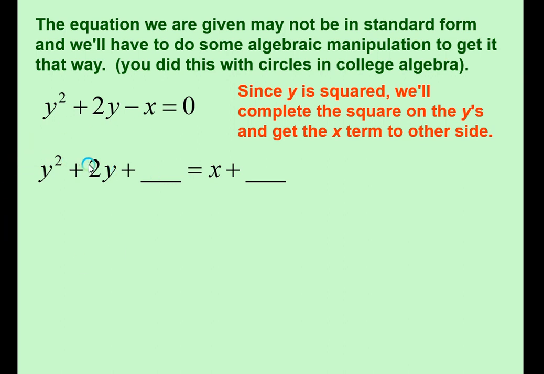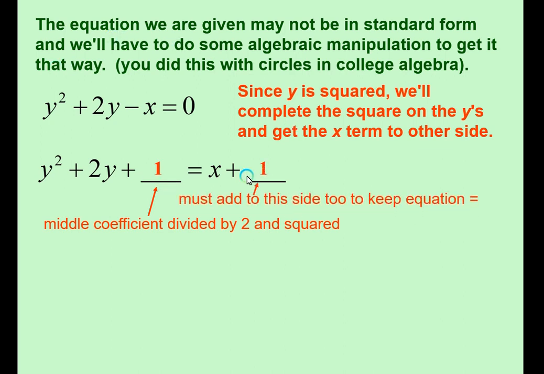Since we have to perform completing the square, we need to divide our coefficient by 2. 2 divided by 2 is 1. Then we have to square that. Squaring 1 will be 1. So the middle coefficient is divided by 2 and squared. Whatever we add to the left side of the equation, we also have to add to the right side. Therefore, we add 1 to the right side of our equation. Then we factor and simplify. So this one is y plus 1 squared is equal to x plus 1.